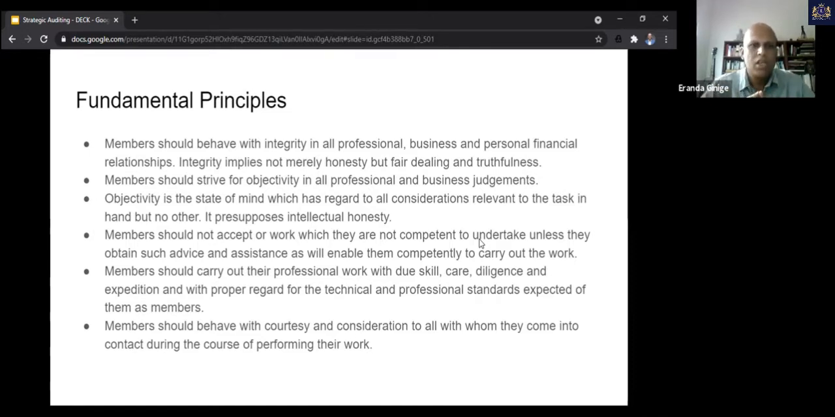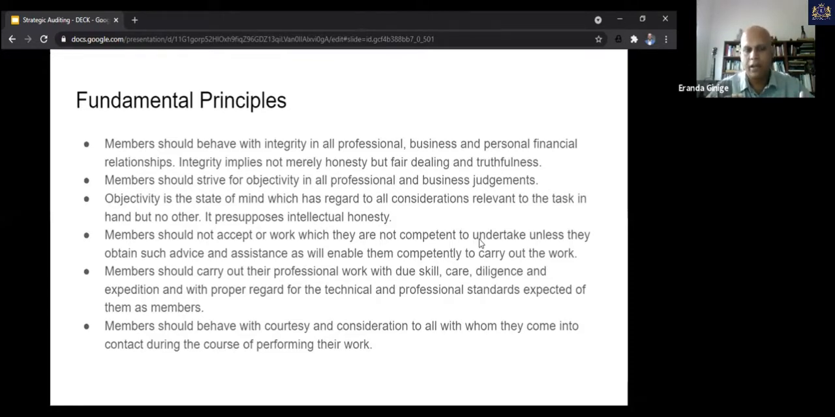Okay. So let's very quickly go through these points. Members should behave with integrity in all professional, business, and personal financial relationships. Integrity implies not merely honesty, but fair dealing and truthfulness. So this is about integrity, right? It's not just about being honest, but also being very fair to everybody, and being very truthful in all instances.